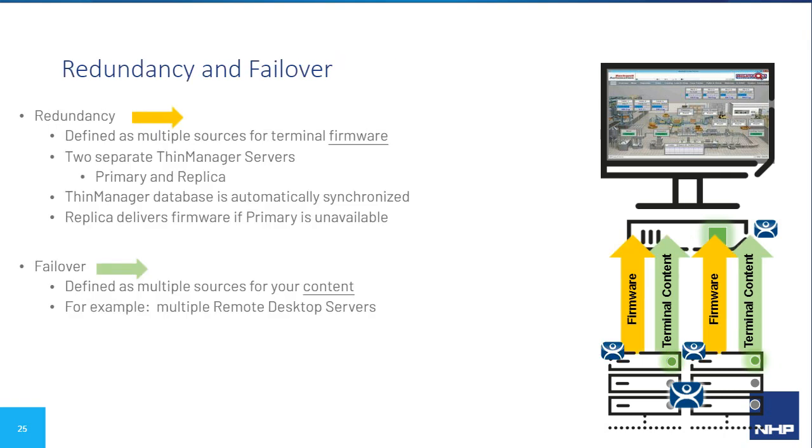With ThinManager, we always have the ability to configure two ThinManager servers. Remember, if a thin client needs to boot, it must find a ThinManager server. If the ThinManager server is offline, it will stay there until one becomes available. So we can have two servers that are synchronized. If the primary is offline, the replica server will be used to boot the thin client device. We also enable failover. Regardless of redundancy, failover is multiple sources for my content. So if my HMI is running on server RDS1 and server RDS1 goes offline, I can fail over to server RDS2 and get the same content.